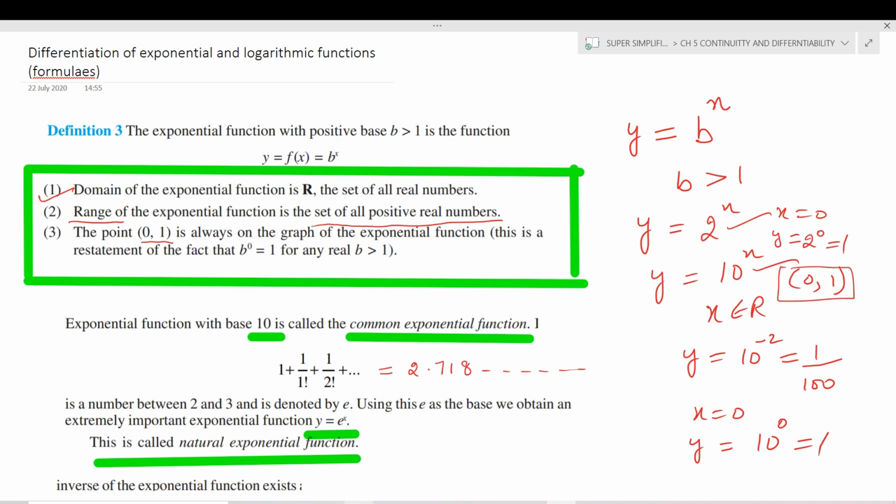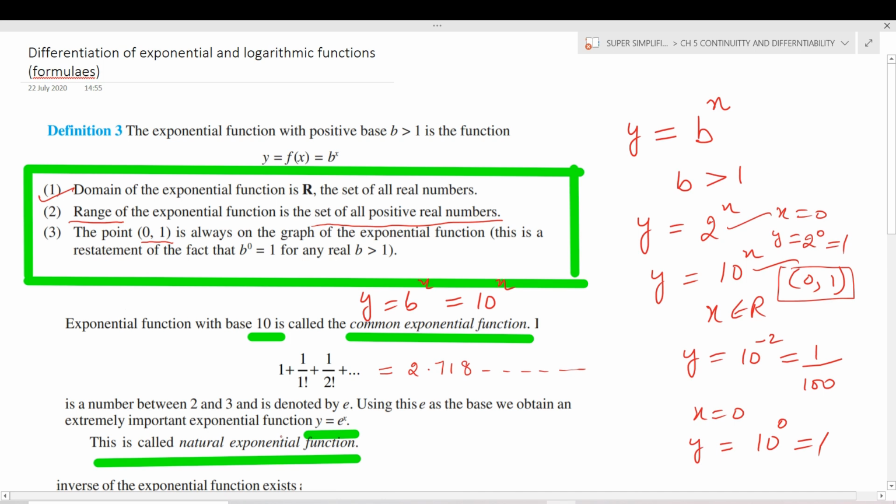Now for this exponential function, you have defined y to be b raised to the power x. If you take the value of b to be 10, then this type of exponential function will be called the common exponential function. Now let us define a number.